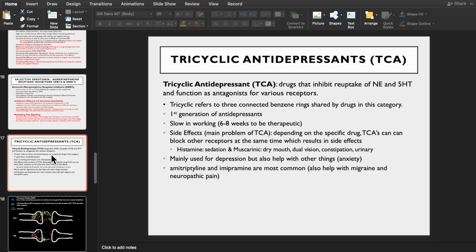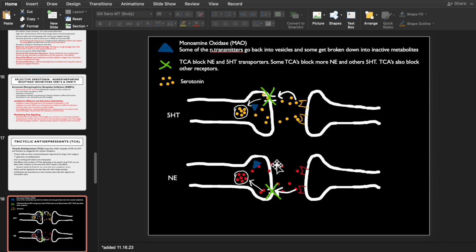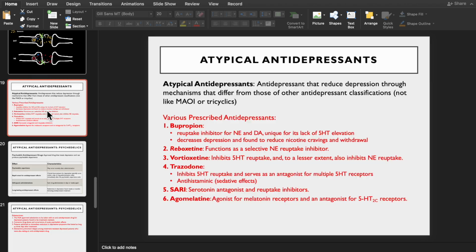Tricyclic antidepressants, TCAs, are drugs that inhibit reuptake of norepinephrine and serotonin, and they also block receptors as well, which is why they can cause so many side effects. TCA blocks those neurotransmitters. So this is TCA, the green. It blocks the neurotransmitters from going back into the neuron. It keeps them in the synapse so that they can continue to work.